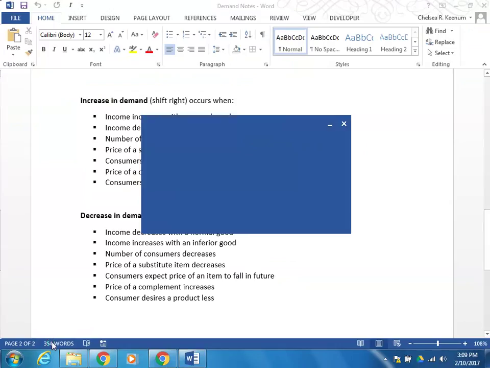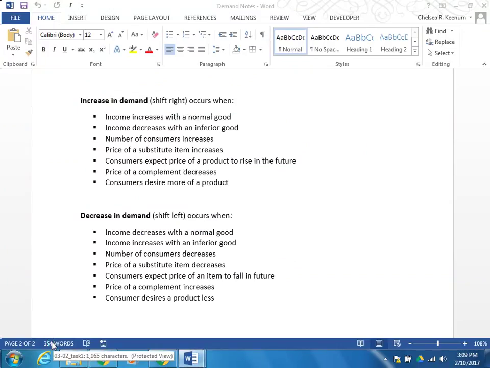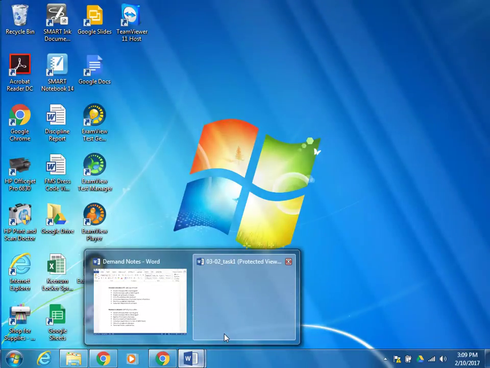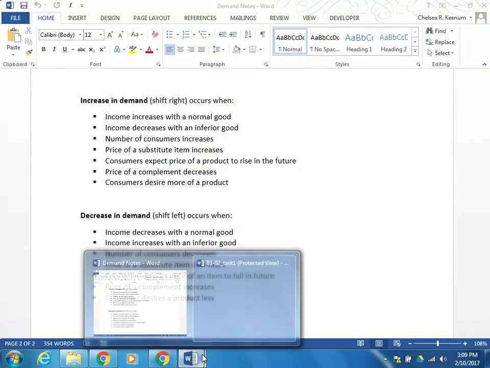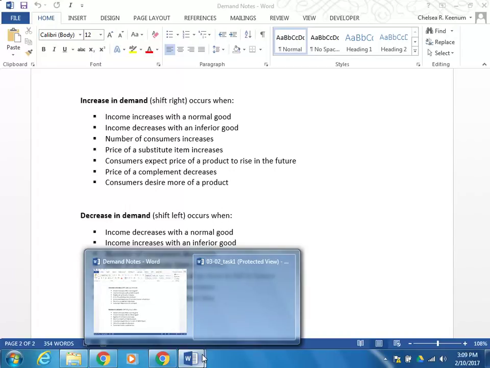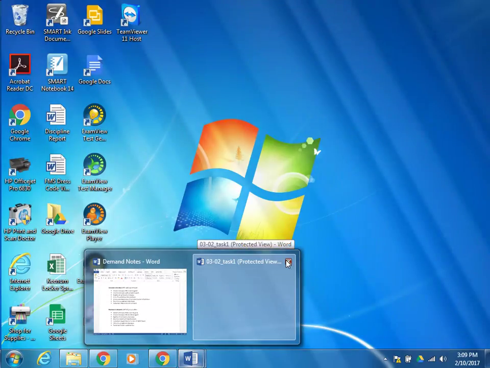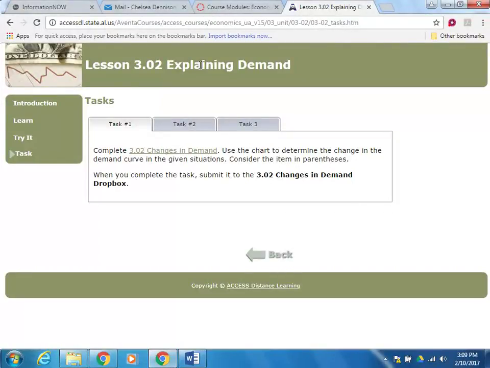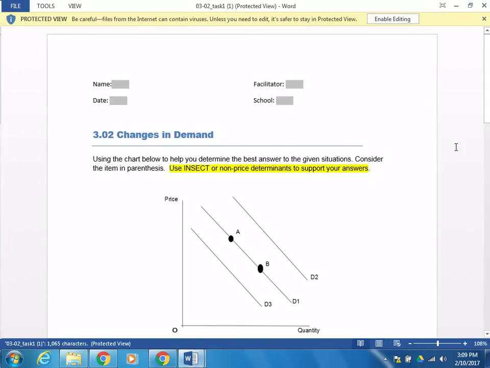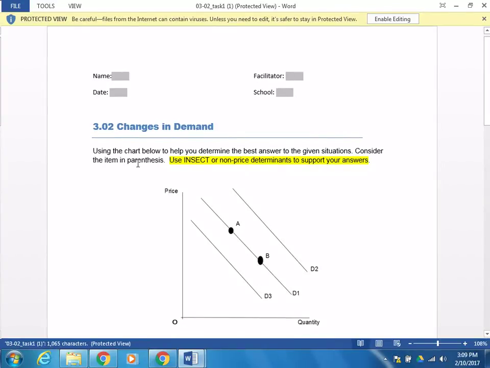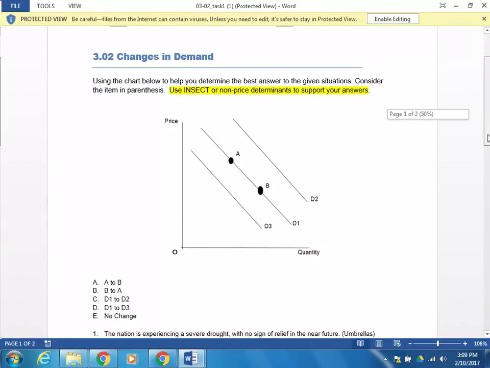Let's look at just a couple of these. I'm not going to do all of them because I'm not going to baby you. But I will go over a couple of these, maybe if this will load, and explain them a little bit. Hopefully that'll help you understand how to do it. There we go. Okay, use insect, use all this stuff to support your answers.